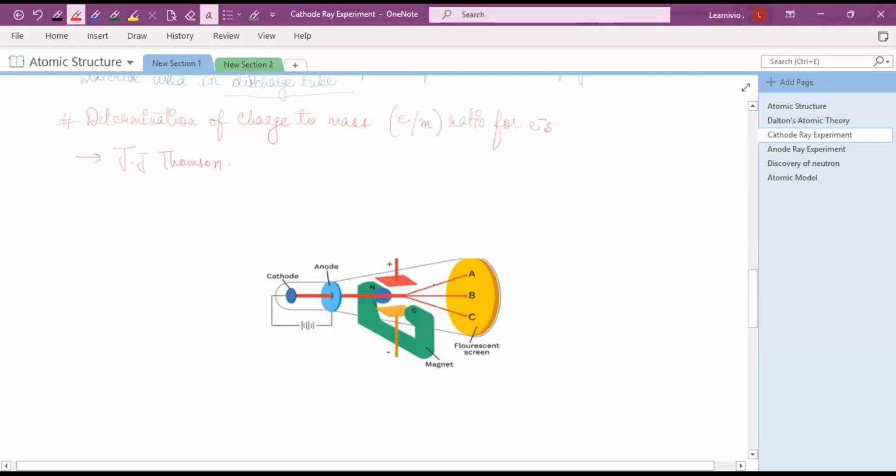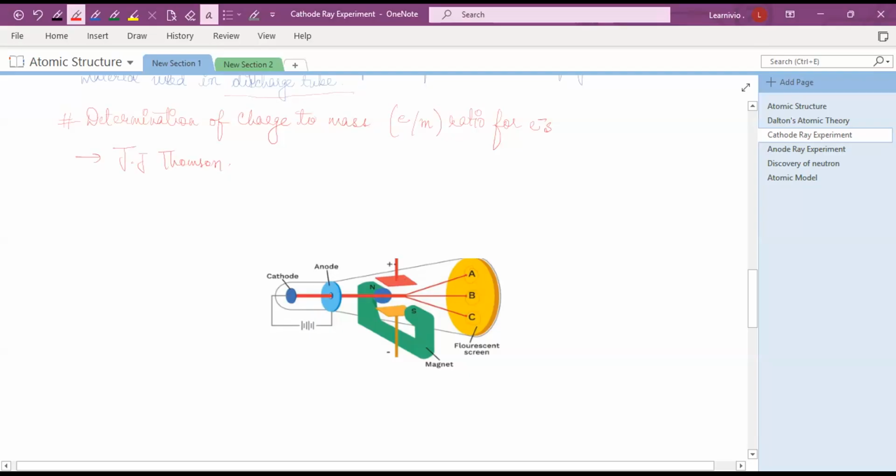This cathode ray deflects towards the positively charged electric field, right? And when he applied the magnetic field, what happens? It shows the deflection towards C. This is the C deflection, which shows the deflection when he applied the magnetic field. And A shows the deflection when he applied the electric field. And this B shows when, see, what happens?